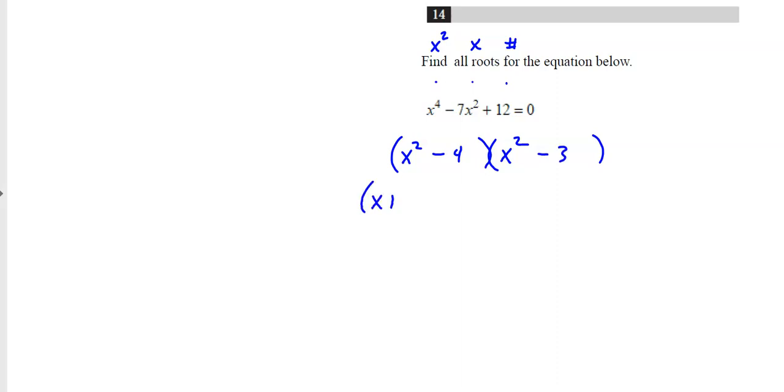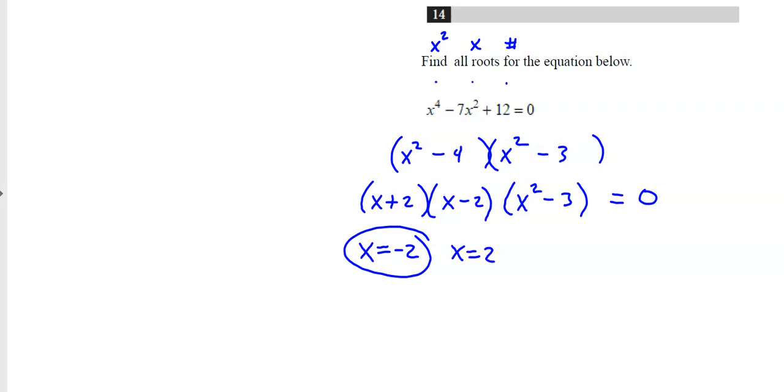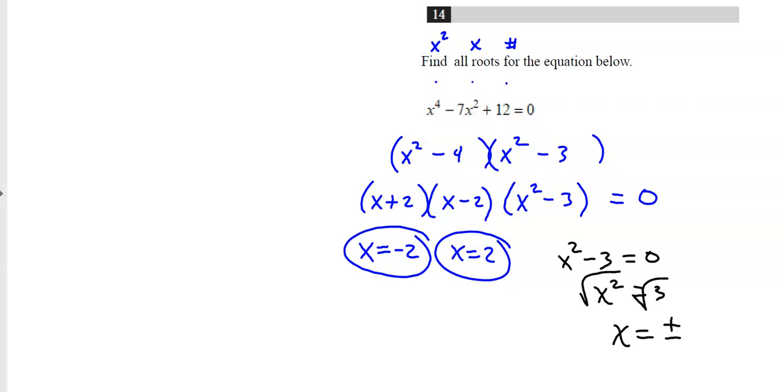Well, this one is the difference of squares. This one over here is not, so I'm going to have to deal with it a little bit differently. Well, it all equals 0. This one equals 0 at negative 2. This one equals 0 at positive 2. This next one I actually have to solve. If I add 3 to both sides and then take the square root, I get positive or negative radical 3. So those are my other two roots. So I did have all 4 roots, 1, 2, 3, 4, all squared away.